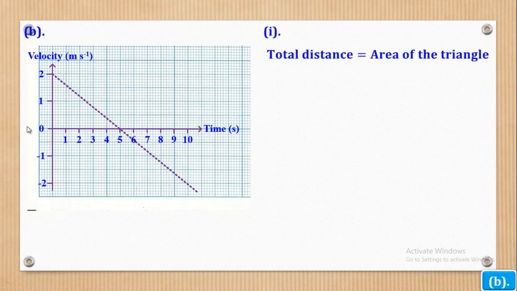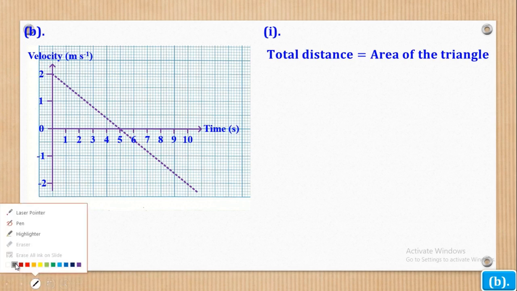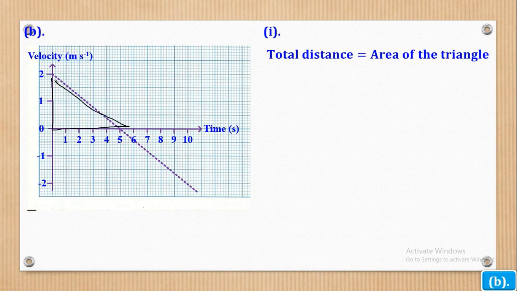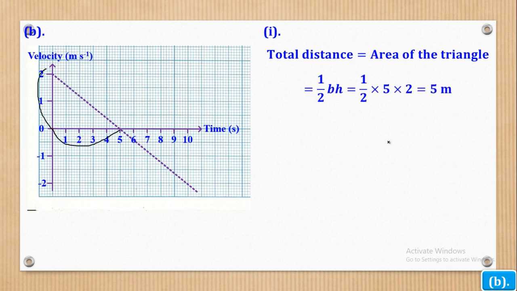Therefore the total distance is equal to the area of the triangle in the first 5 seconds. So this is a triangle. Therefore, the area of that triangle will be the distance traveled, which is a half base times height. So base is from here to here, which is 5, and height is from here to here, which is 2. So in the end, you come up with 5 meters. So that was Roman 1. Now we shall go to Roman 2.